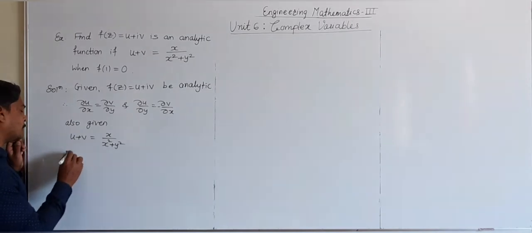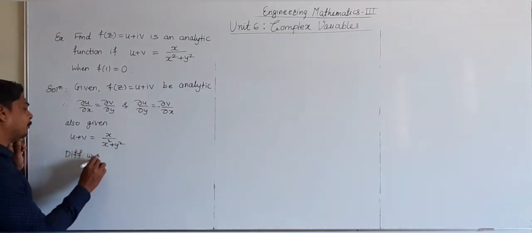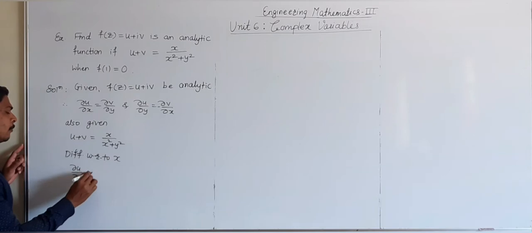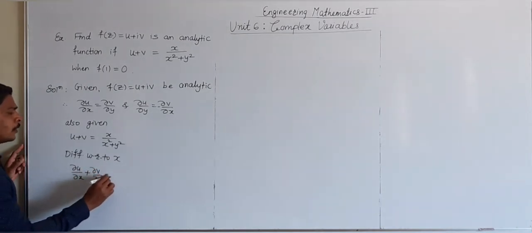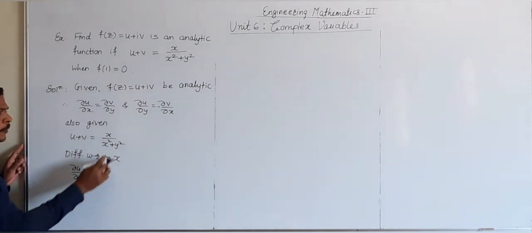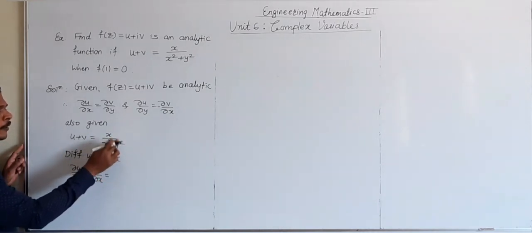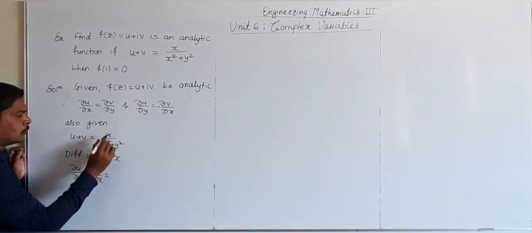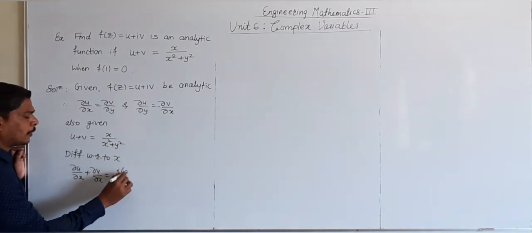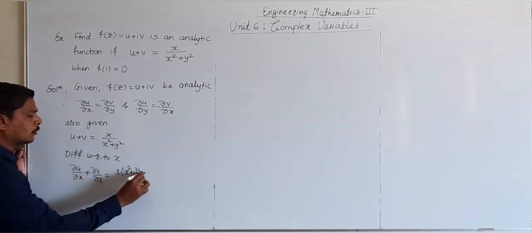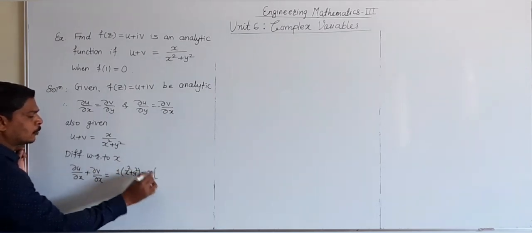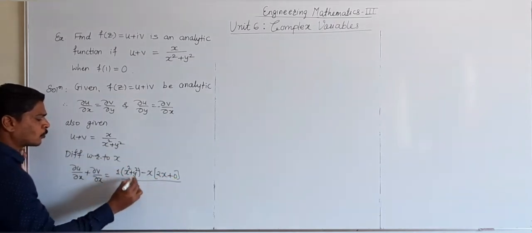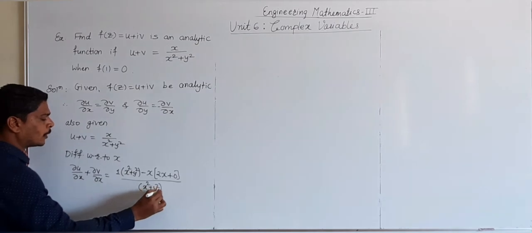So for that I will differentiate this with respect to x and y. Differentiating first with respect to x, we get ∂u/∂x + ∂v/∂x equal to the partial derivative of the RHS. But in the RHS both numerator and denominator contain functions of x, so we should apply the quotient rule of derivative. The derivative of x is 1, multiplied by the denominator function x² + y², then minus the numerator function as it is, into the derivative of the denominator function, which is 2x + 0, divided by the square of the denominator, (x² + y²)².